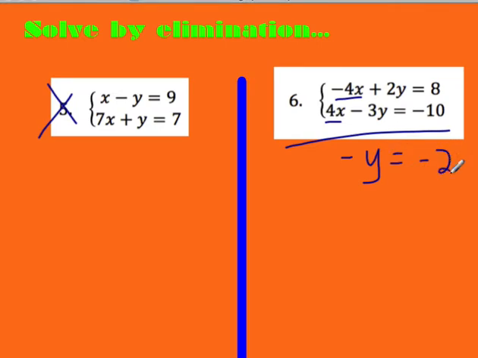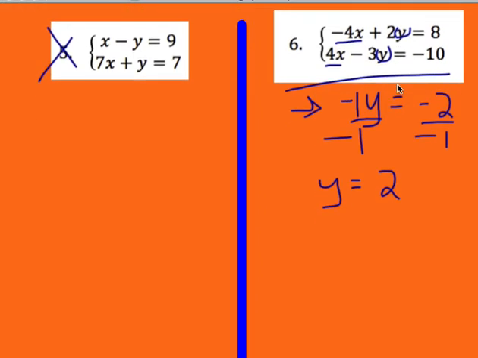Okay, and what we don't want is that negative sign in front of the y. So remember, that's kind of like a negative 1y. So to get that over to the other side, I'm going to divide both sides by negative 1. So then I have y, and I have negative 2 divided by negative 1, which is going to give me a positive 2. So now I know that y is equal to a positive 2. So I can plug it into either one of those equations. So now I'm just going to plug it into the bottom one.